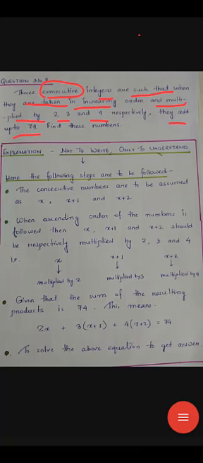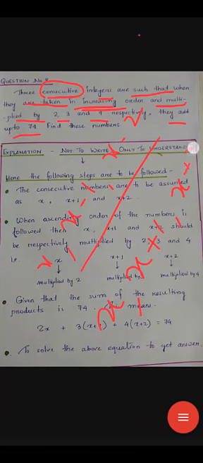Now these integers are such that when they are taken in increasing order, that means consecutive integers can be of the form x, then x minus 1, then x minus 2 also. But in this case, what is given? The numbers should be taken in increasing order. Increasing means what? One number more, then again one number more. In that case, x, then x plus 1, x plus 2, in that way.